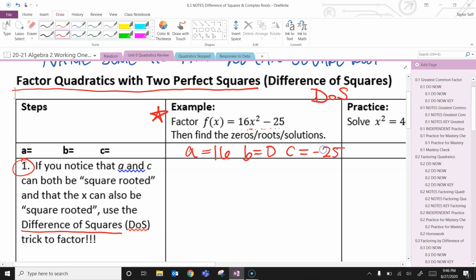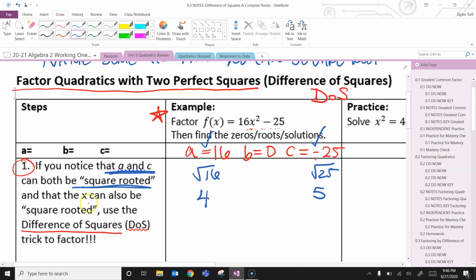All right, but we're not going to stress about the sign on c. Let's just think about this statement. If you notice that a and c can be square rooted, so forget about the sign. Can we square root 16? Yes, we can. What is the square root of 16? 4. Can we square root 25? Yes, you can. What is the square root of 25? 5. So, yes, a and c are square rootable numbers.